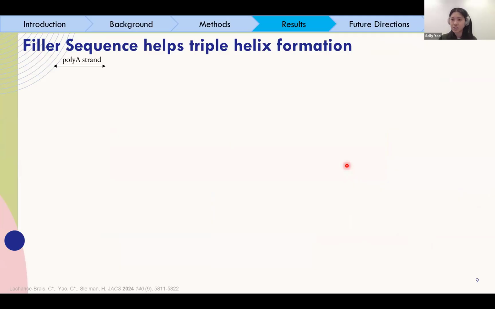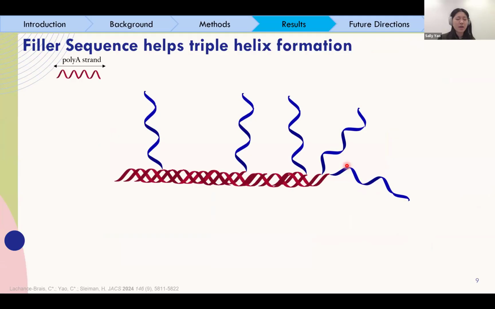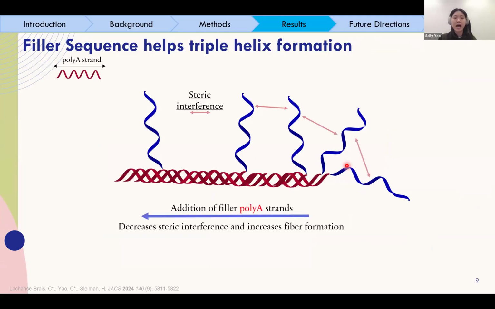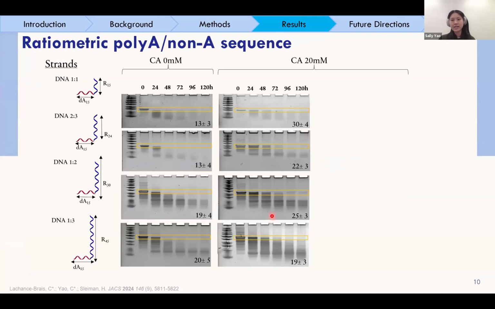The first thing that came to mind is just to add fuel sequences to help the triple helix formation. By fuel sequences, we mean free polyadenine strands that are added into the system in the presence of cargo sequences. What we hypothesize is that the fuel sequences can space out the cargo sequences shown in blue. If the cargo sequences are too close together, there will be steric interference, but if you add the fuel sequences, they will space it out and help the fiber formation. So it is exactly what we see here.